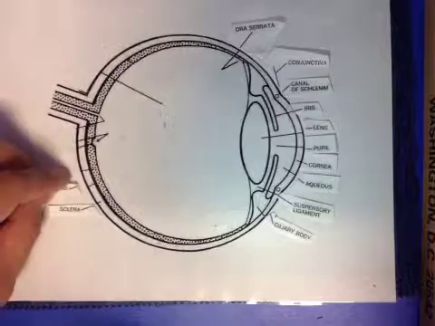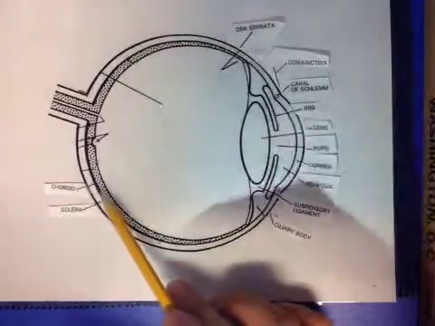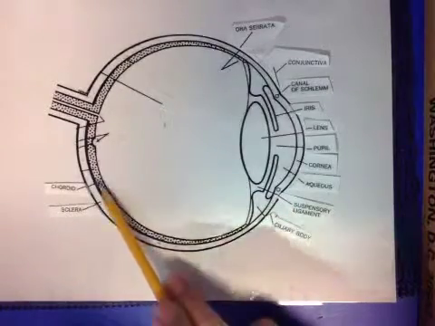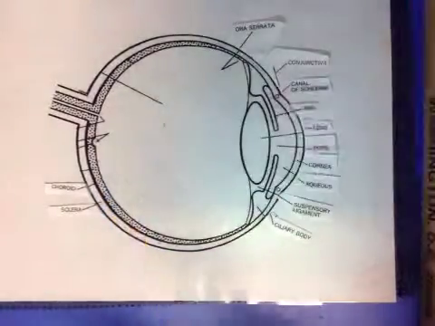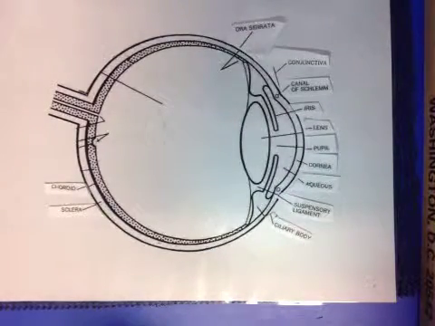Next is the choroid, right here. So it's the layer between the retina and the sclera. So it's this black area right in here. And it provides nourishment to the outer layers of the retina.